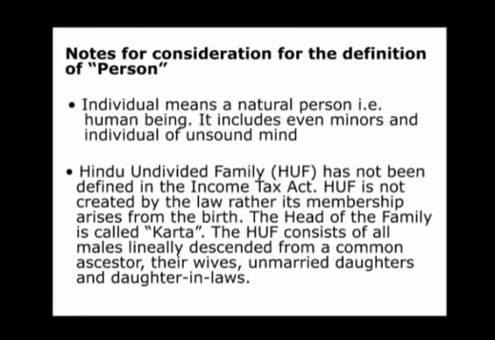Now, what is more important to be seen under the definition of person is that you please take note of these considerations. For example, individual. Individual means a natural person, a human being. It includes even minors and individuals of unsound mind. Minor means a person who is not even capable of making a contract. He is also covered under the definition of individual and under the definition of person. And the individual of unsound mind, a person who is not of sound mind, a lunatic, is also covered under the definition of person.